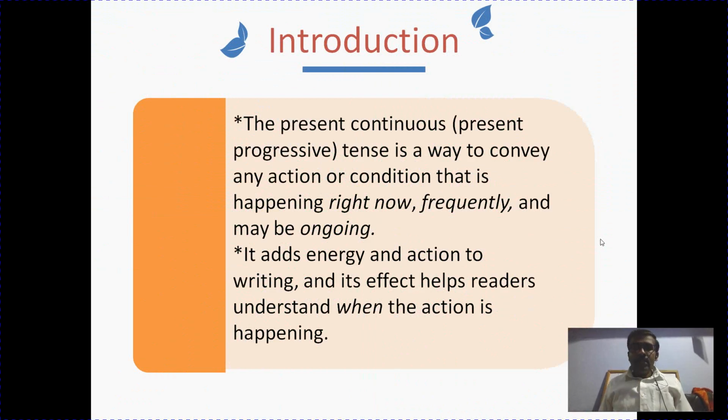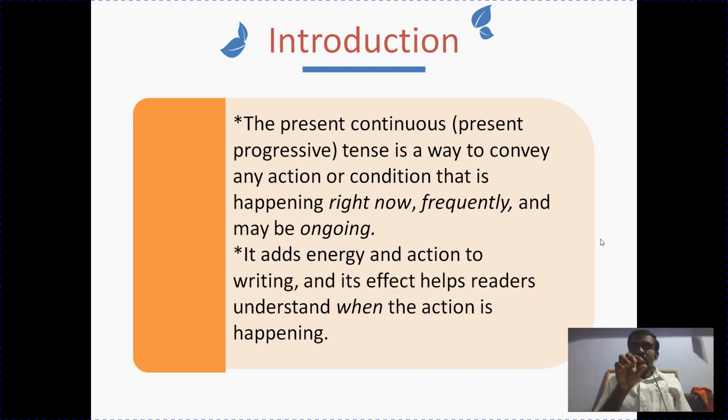The present continuous tense is a way to convey any action or condition that is happening right now, frequently, and maybe ongoing. So usually we use this present continuous tense form for making sentences about ongoing things, or the progressive. Progressive means the things going on, happening now. It is going on, happening now, ongoing. So these things can be expressed with the help of the present continuous tense.